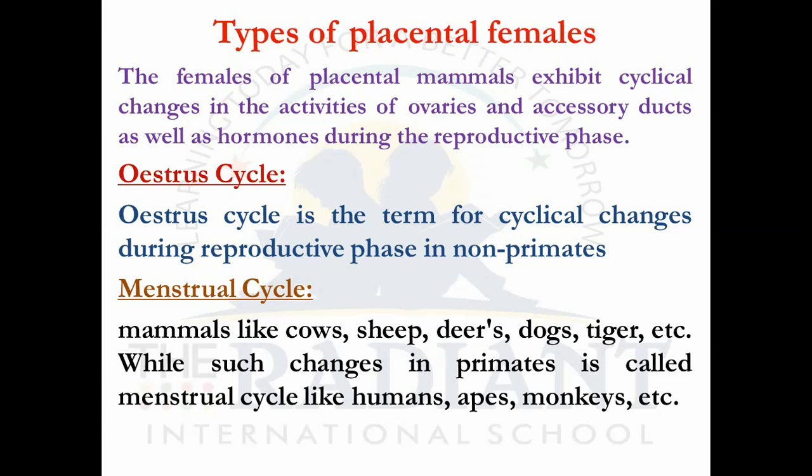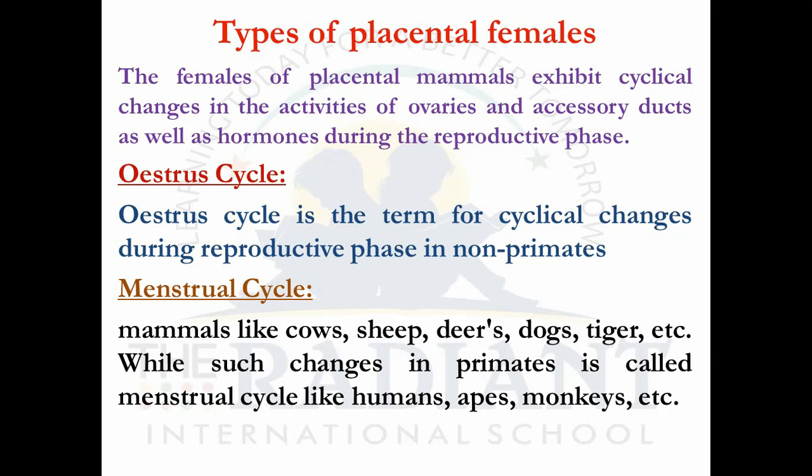So, in non-primates, the estrous cycle is there. It is the same reproductive cycle, but the names are different, because whatever cyclic changes take place in the uterus in non-primates, the same happens in primates. But in primates, after the completion of the cycle, external secretion occurs. In the estrous cycle, no external secretion occurs at the end of the cycle. Hence, they are different: one is the estrous cycle and one is the menstrual cycle.